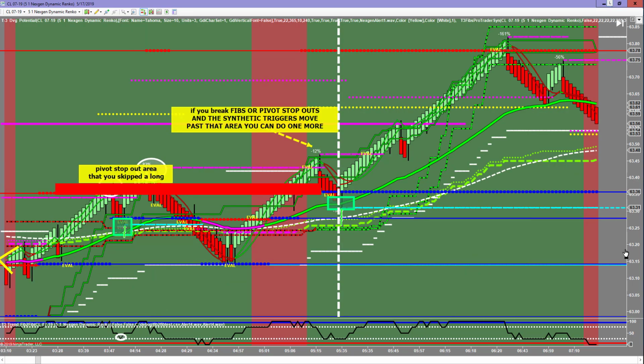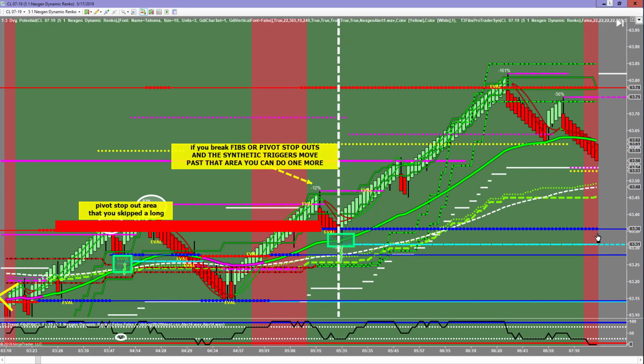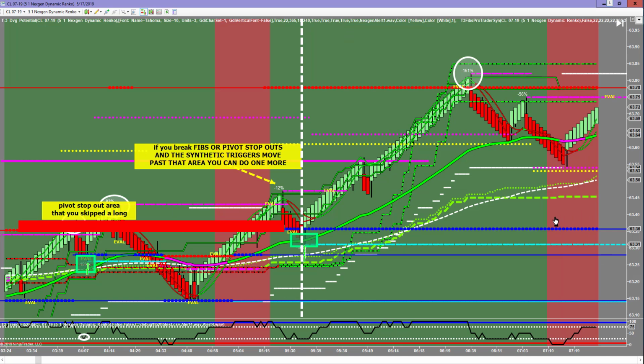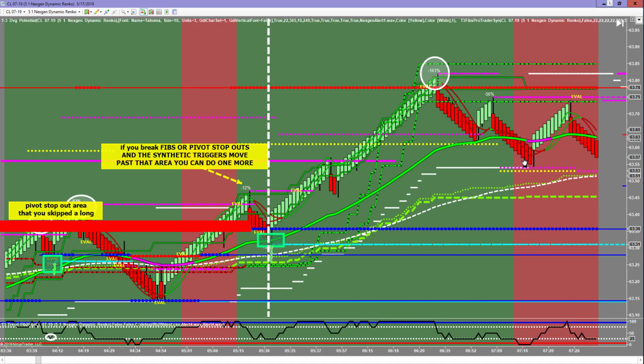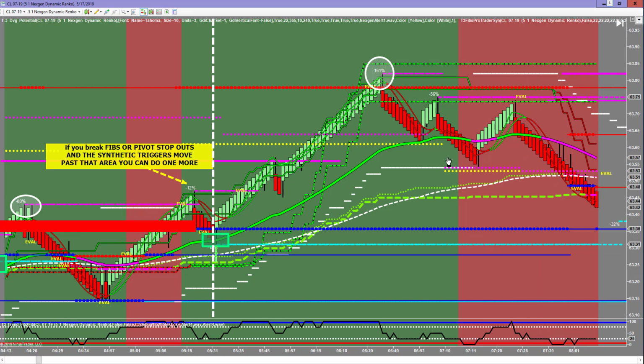And this is a terminating condition. Agreed? Fibs with divergence, no more long trades. If it breaks, then cool, we'll go long again. Now, if the market goes red, so now we have resistance, our small triggers are below. What are we looking for, guys? We're looking to go short if we get a trend trade.